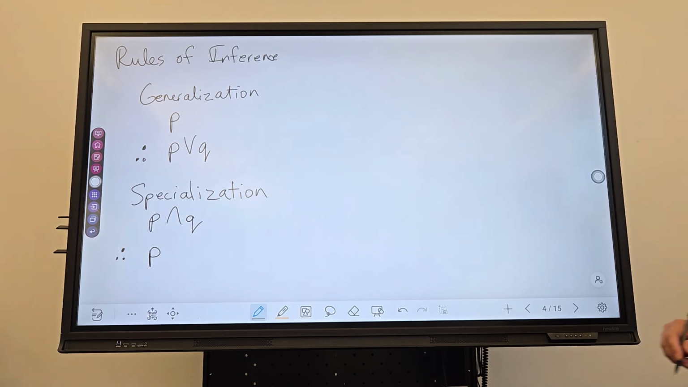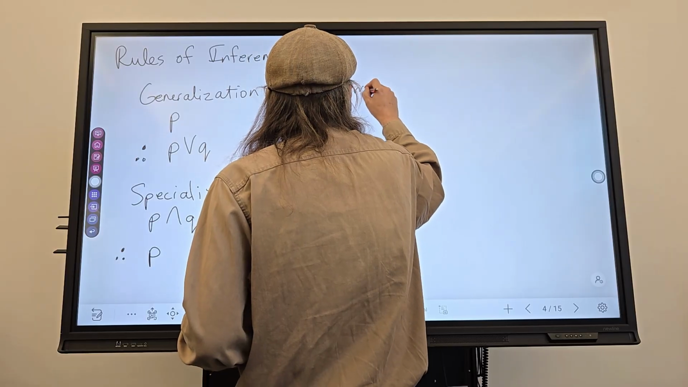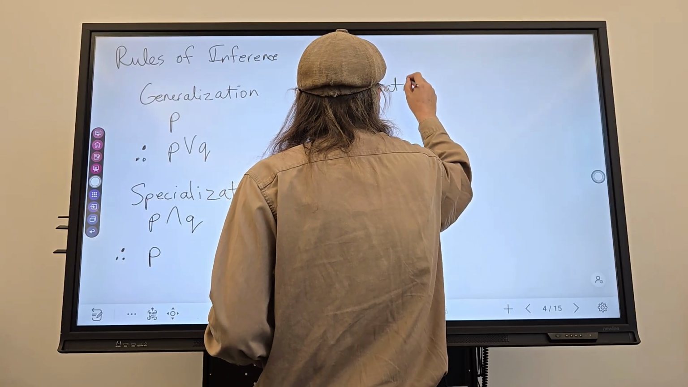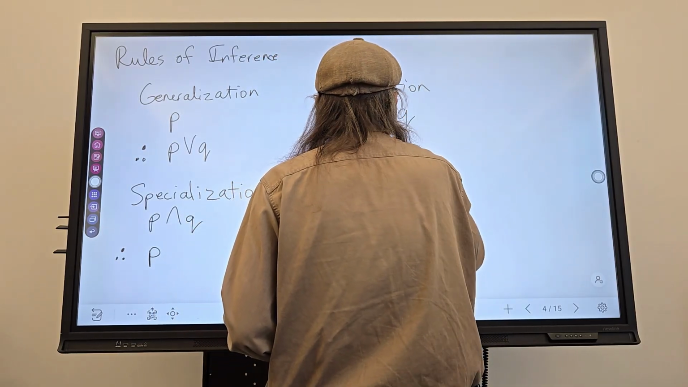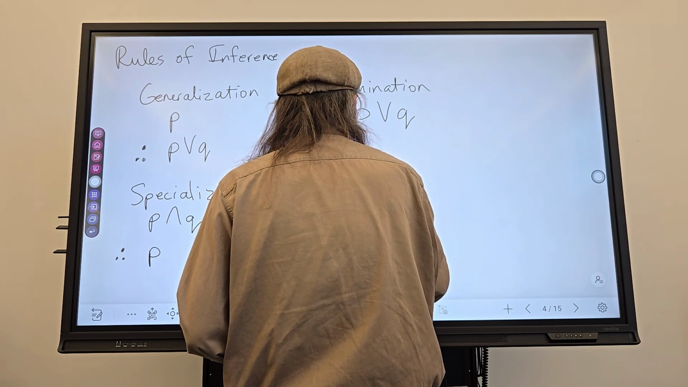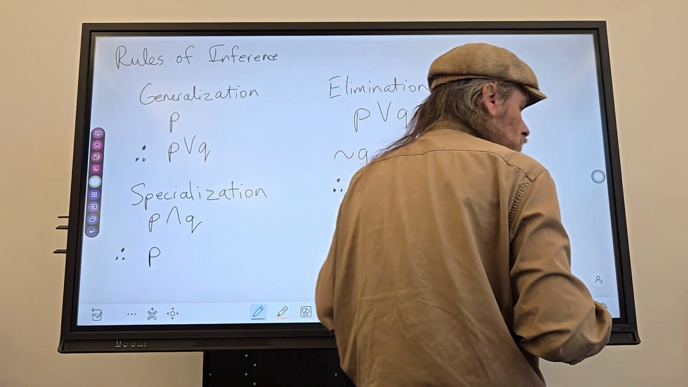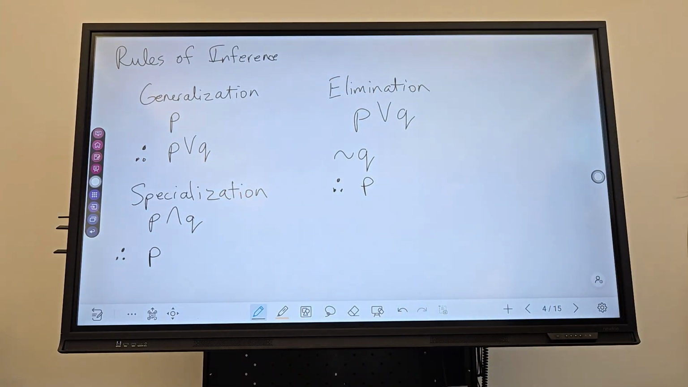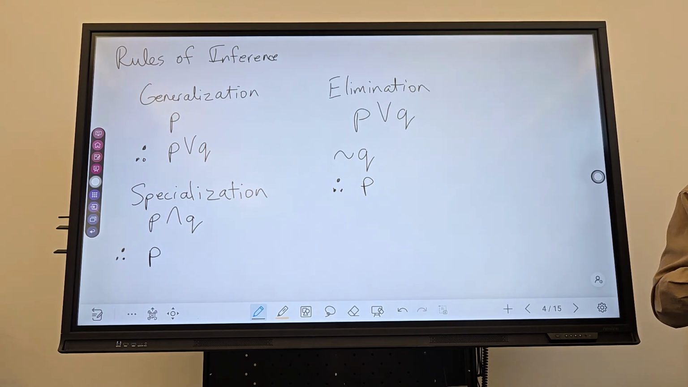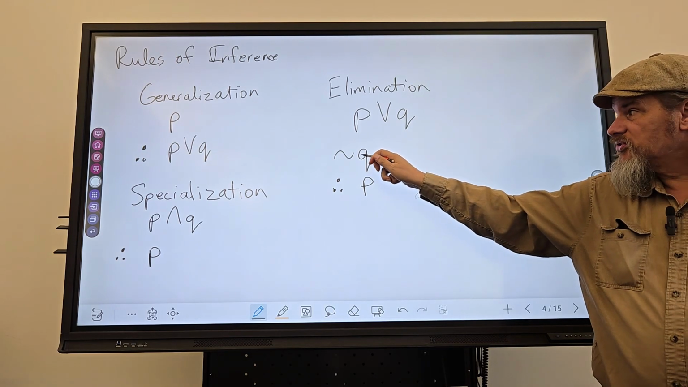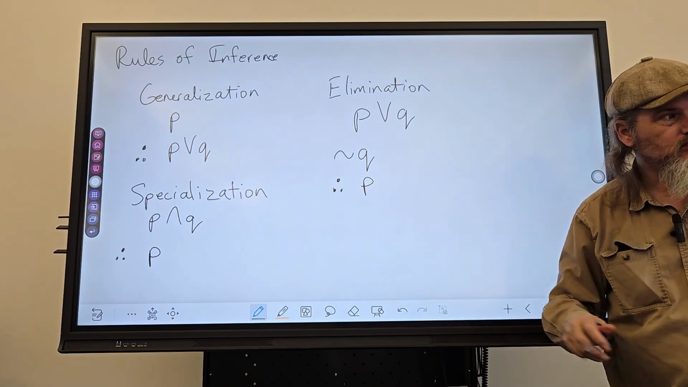Elimination. P or Q, not Q, therefore P. If P or Q is true, one of the two has to be true. But you're saying that Q is not true, so that must mean P is true.